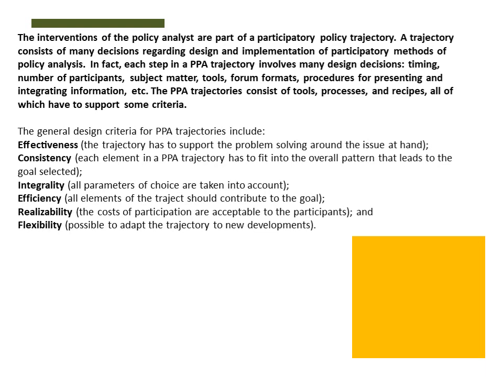So generally, the design criteria for public participatory policy analysis trajectories include: first one, effectiveness. The trajectory has to support the problem solving around the issue at hand. So the focus will be clear, so it will make an effective analysis of that problem. The trajectory has to support the problem solving around the issue at hand.